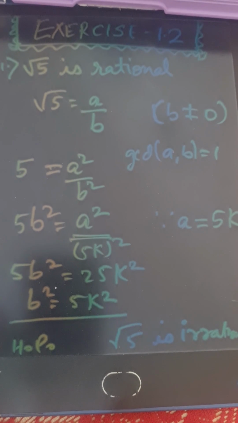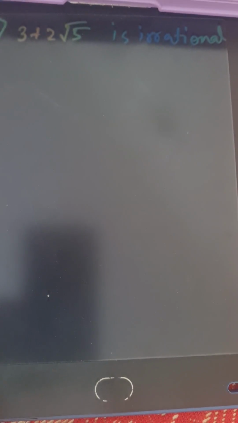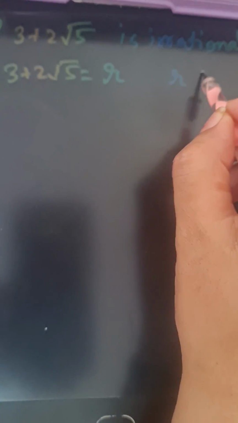Now the next question is to prove that 3 plus 2 root 5 is an irrational number. So again we will assume that 3 plus 2 root 5 is a rational number. So 3 plus 2 root 5 is equal to r. Let's assume this, where r is any rational number.